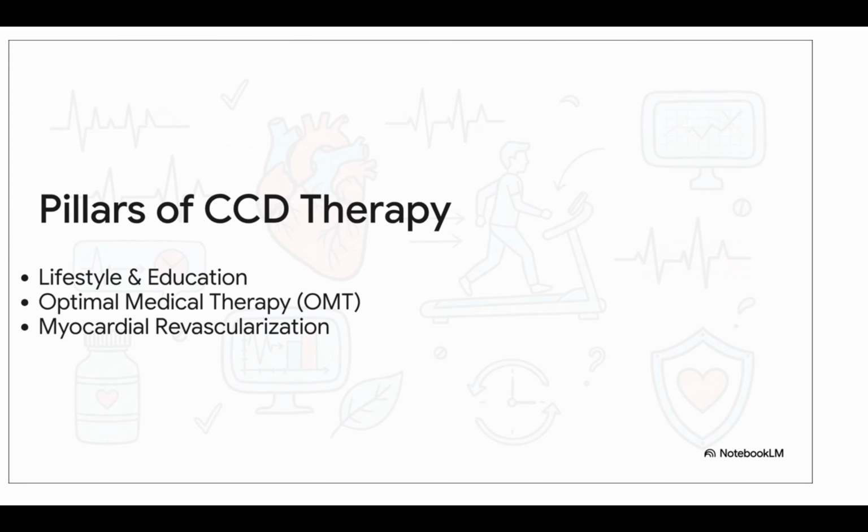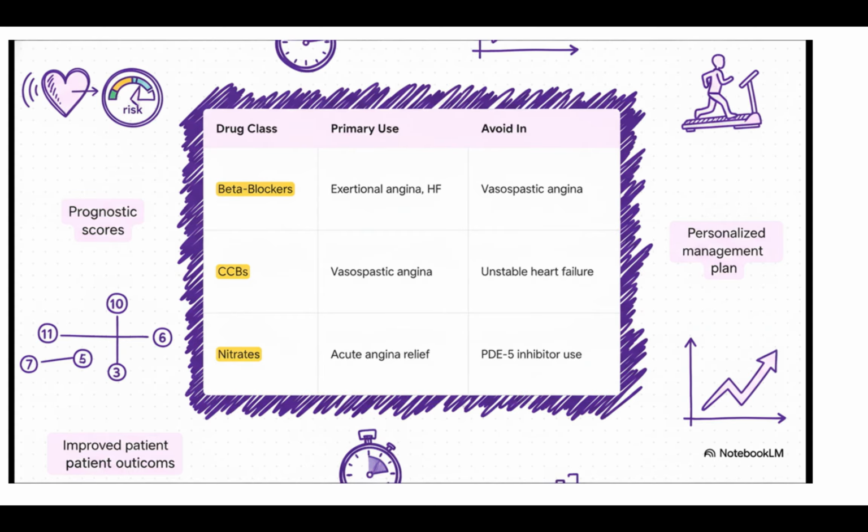The real cornerstone of treatment is what we call optimal medical therapy, or OMT. And then finally, for some very specific high-risk patients, we consider myocardial revascularization. Now, within that optimal medical therapy pillar, we've got several classes of drugs. Beta blockers, for example, are fantastic for exertional angina. Calcium channel blockers are often a go-to for vasospastic angina. The modern approach isn't about some rigid step-by-step algorithm anymore. It's about choosing the right drug for the right patient based on their specific clinical picture.